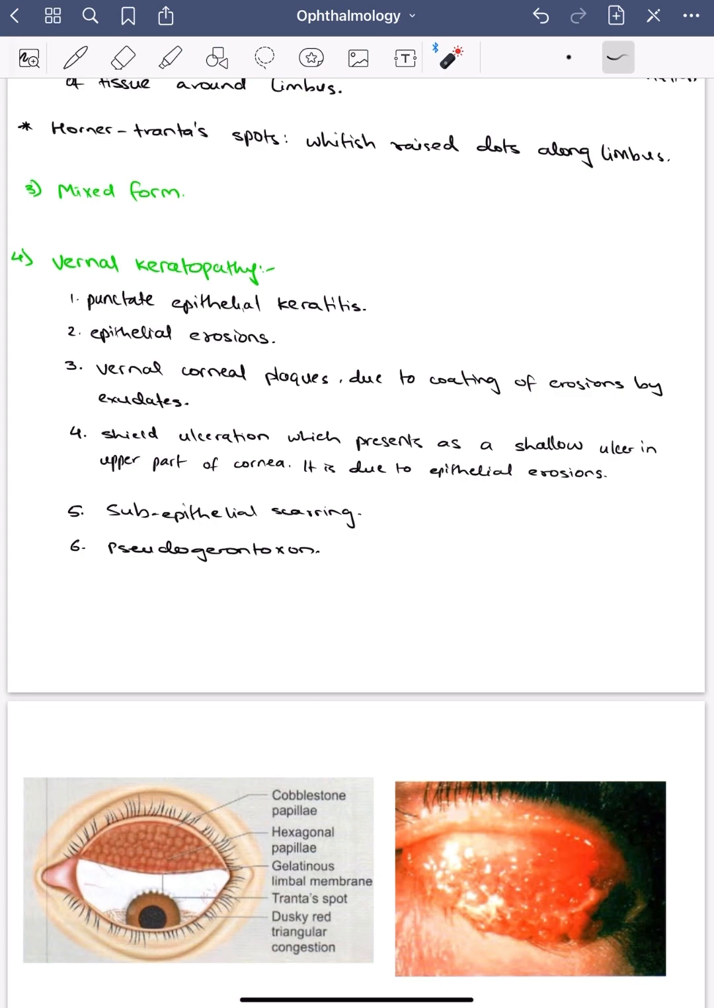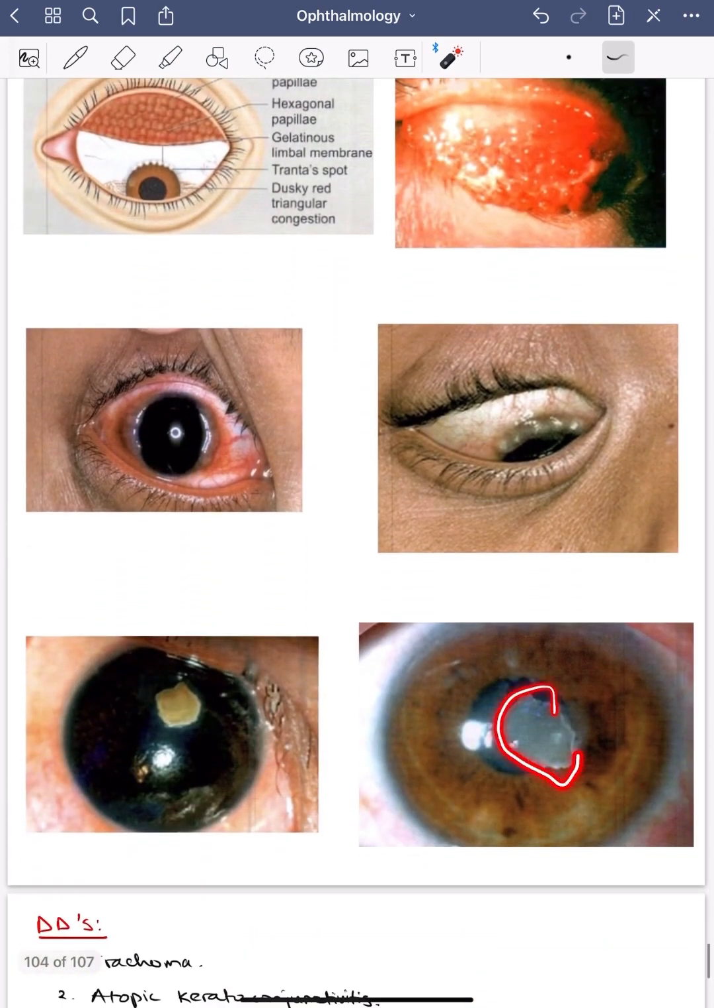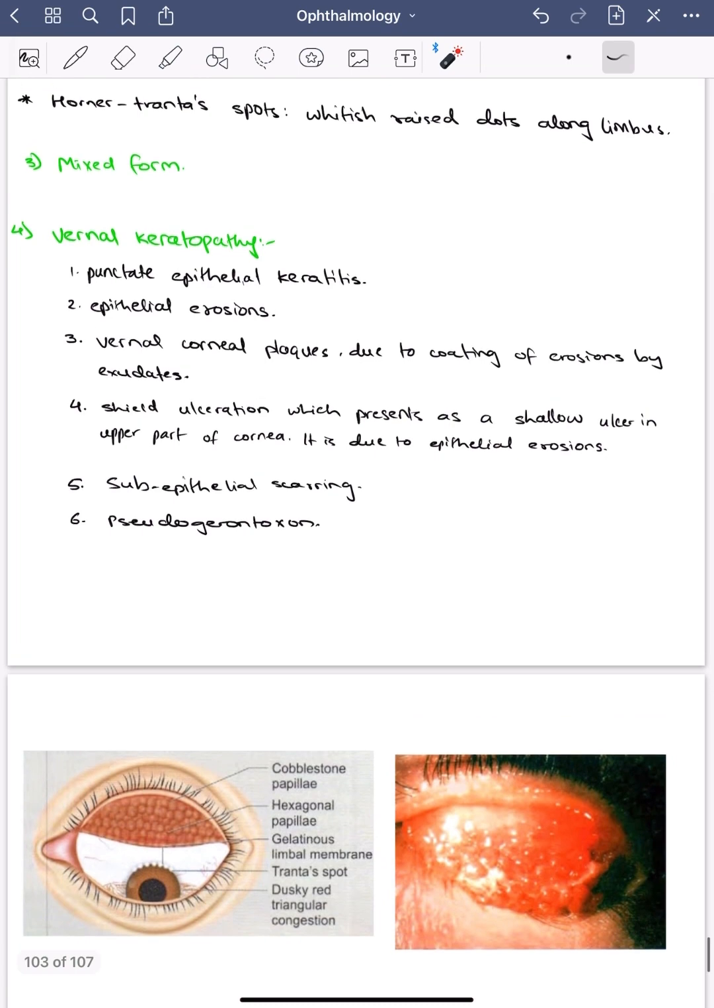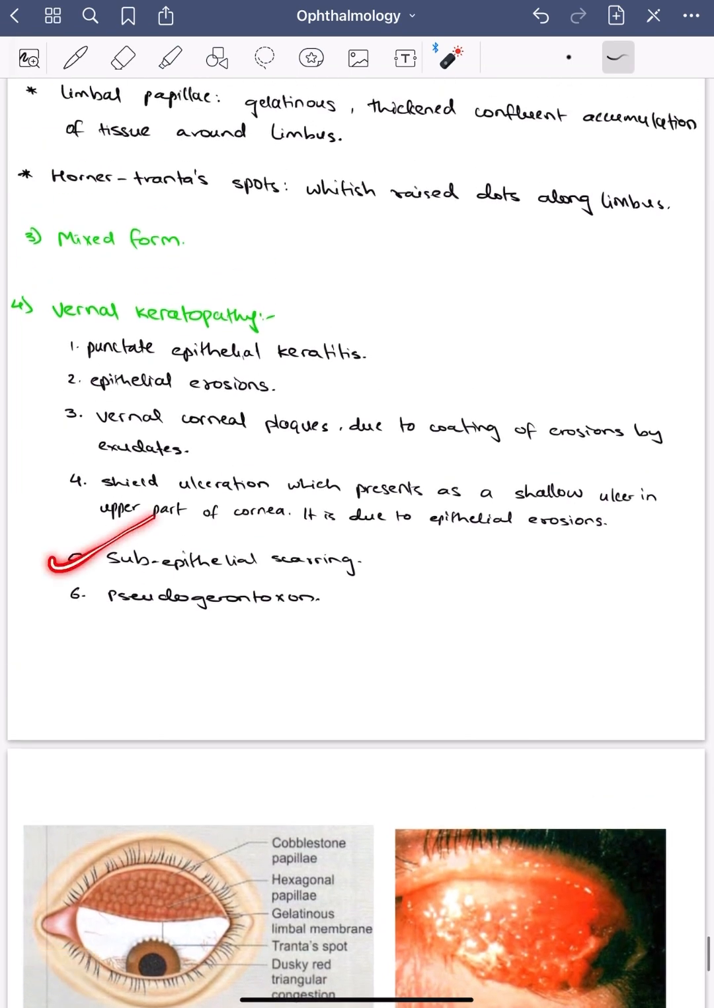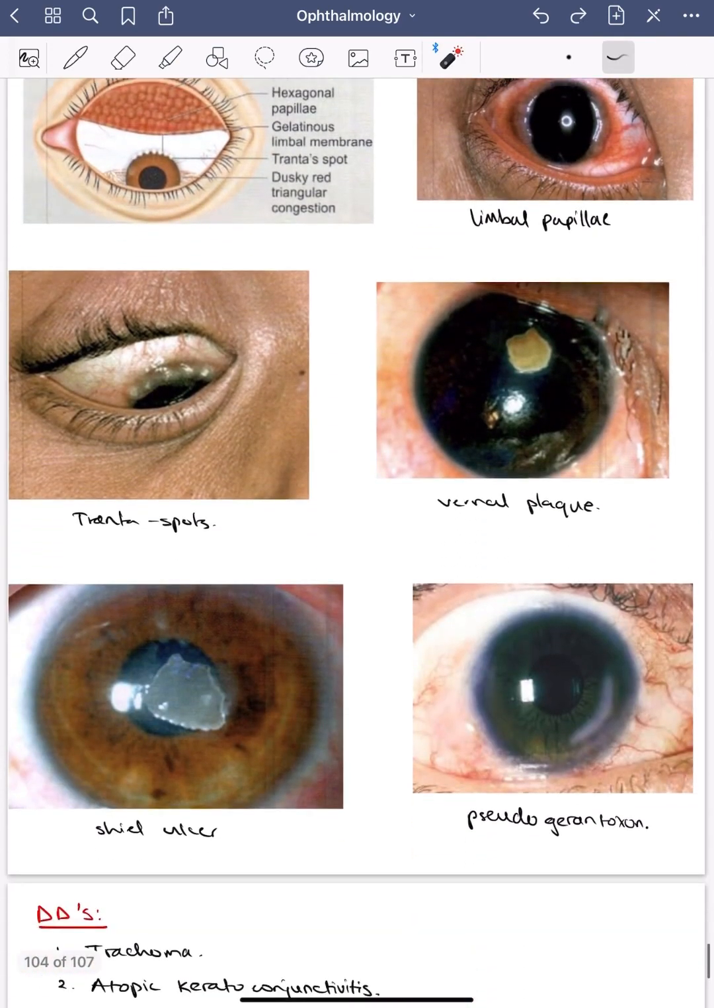Fourth is the shield ulceration, and this presents as a shallow ulcer in the upper part of the cornea due to epithelial erosions. So this here shows the shield ulcer. Fifth, there may be subepithelial scarring, and the sixth feature is the presence of a pseudogerontoxon. Now if you look into this diagram, it is pseudogerontoxon, pseudo meaning false, gerontoxon meaning arcus senilis. It is a lesion that resembles the arcus, as you can see in this diagram here.